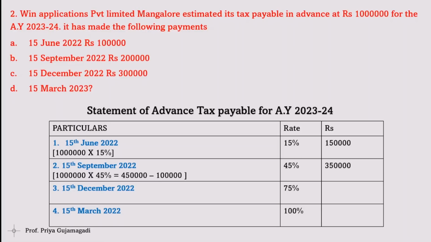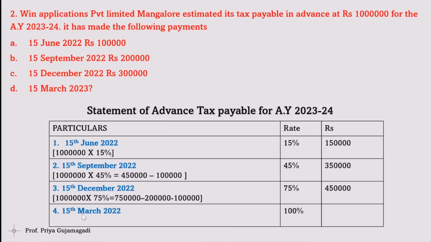Next, 15th December, 10 lakh rupees into 75%. That will come to 7 lakh 50,000. 7 lakh 50,000 should have been paid. But he has paid 1 lakh in the first installment and 2 lakh in the second installment. So we have to deduct that amount now. 7 lakh 50,000 minus 2 lakh minus 1 lakh. So it will amount to 4 lakh 50,000. So the payable amount in the third installment is 4 lakh 50,000.